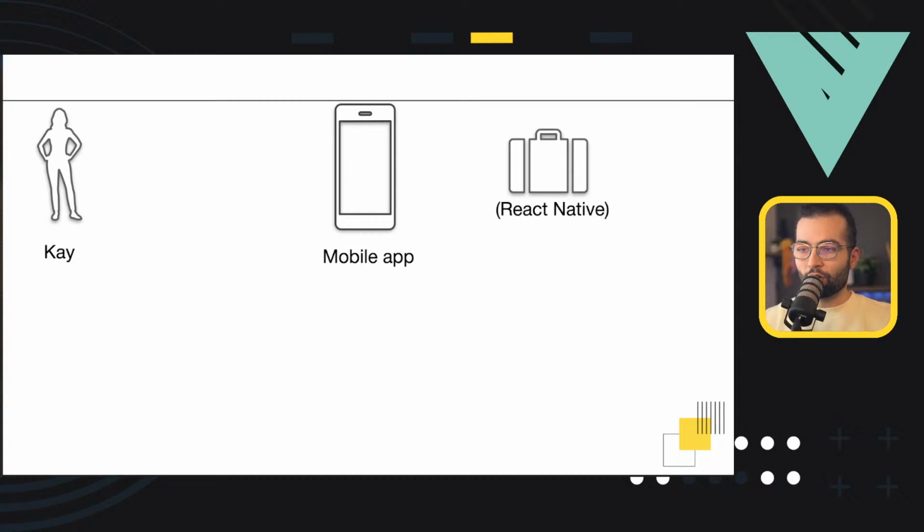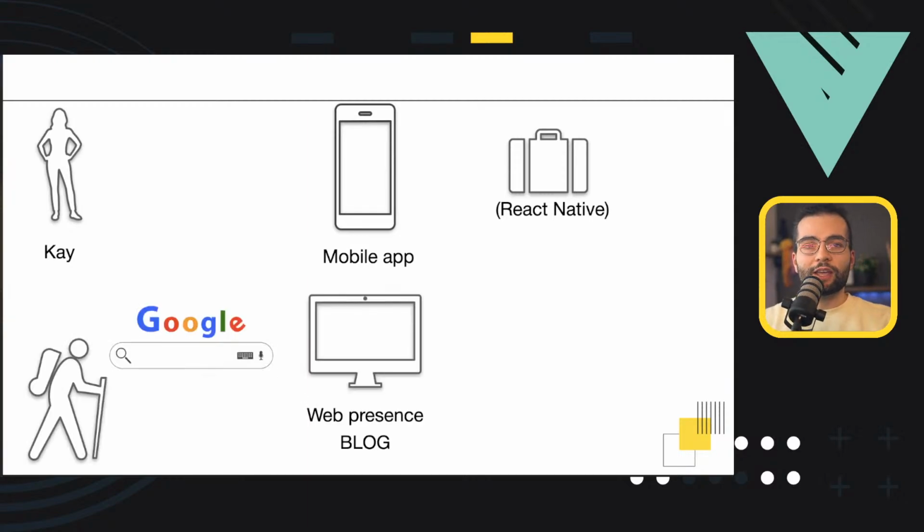Kay is building a mobile startup and she's using React Native for that. That is going to be the main platform, the main application. Now, she also wants to have a web presence in terms of a blog. She wants that because she would like to appear in search engines like Google whenever people are searching for the terms that she's interested to rank for. This would help her with getting in front of users and bringing new people inside her application.